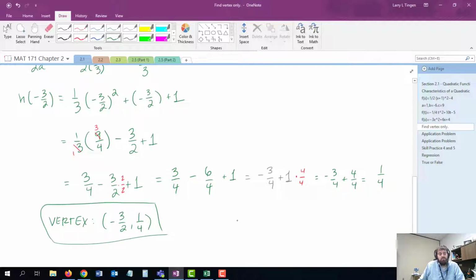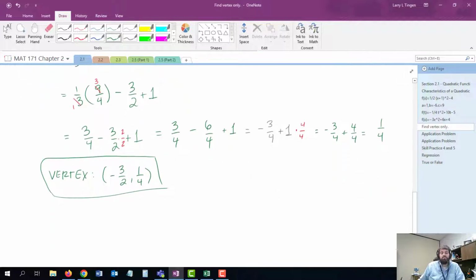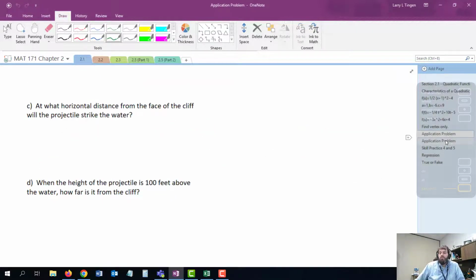Okay. Calculator technology, all of that stuff is meant to be used here. You should be able to do this by hand, but if you're under a time constraint, obviously you'd want to use a calculator, computer, or whatever. All right. So let's jump on to the application problem from 2.1.